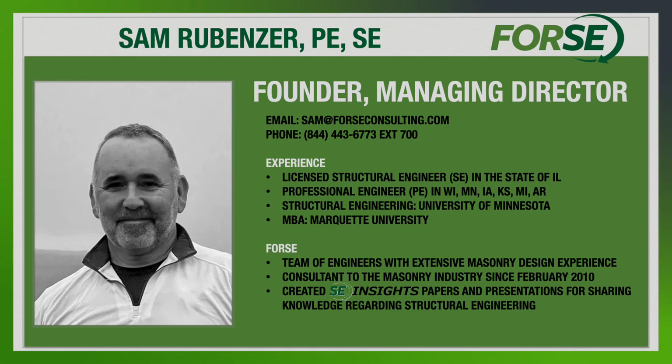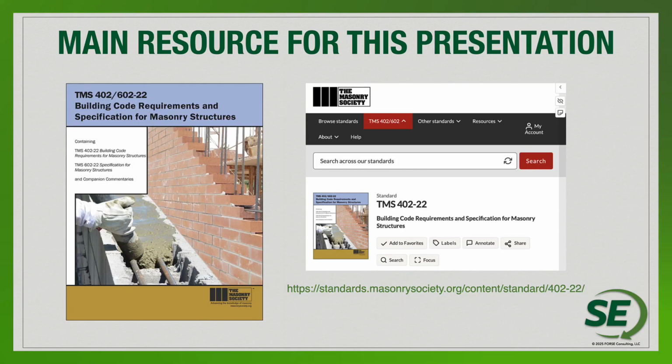For the presentation today, we're going to cover a lot of information about strength design for masonry. A lot of the information comes from the code book, the Masonry Society TMS 402/602, the 2022 version. You can see the link for the standard where you can order the book, or you can actually view the standard online. TMS 402 is the building code requirements, and TMS 602 is the specification for masonry structures.